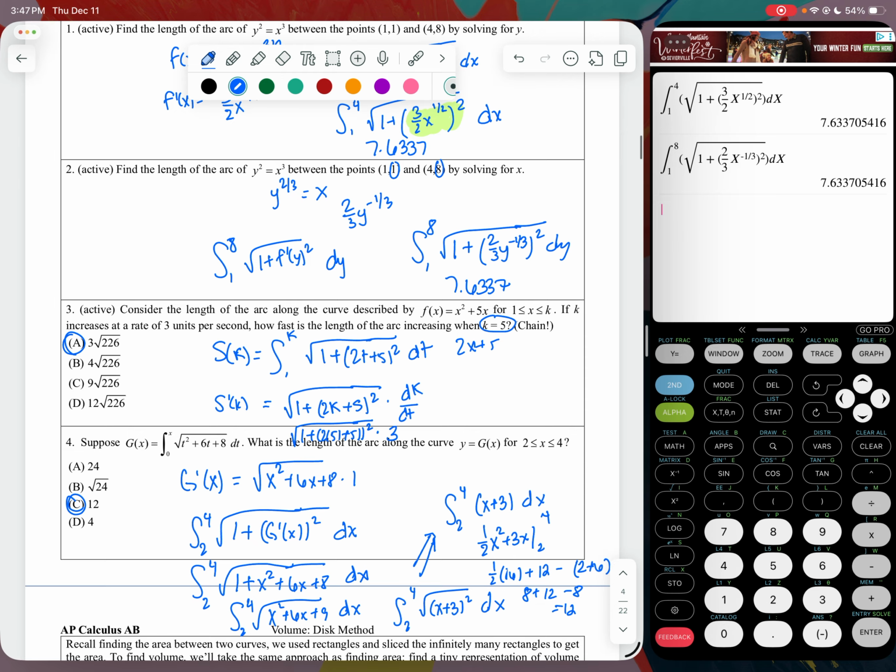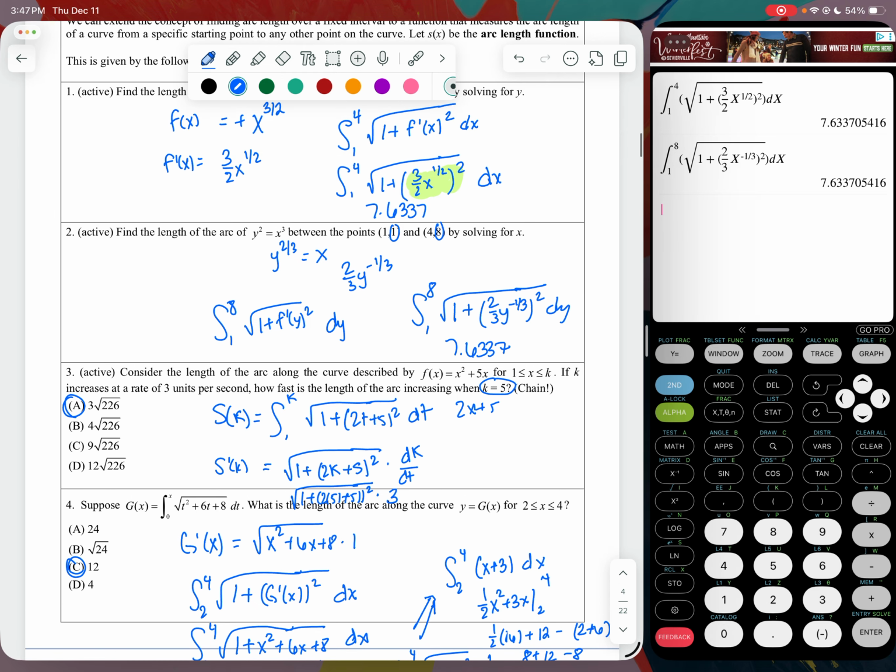So b equals 10 over 4, which is 5 over 2. That's essentially it for arc length.